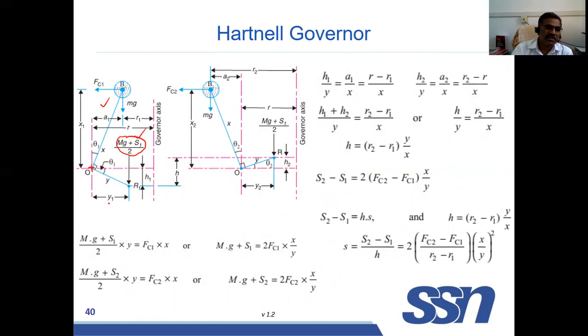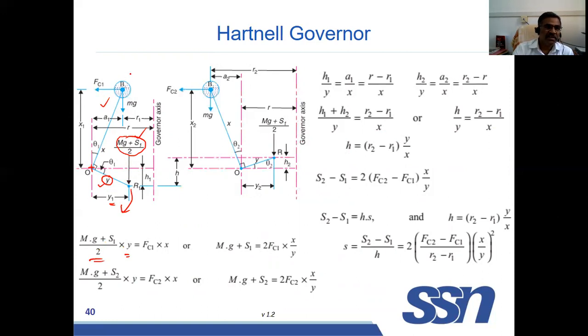This force into this perpendicular distance, we have to take. However, this distance is available for us when the angle is very small. Y1 will be approximately equal to Y. So instead of Y1, we are taking Y, right? So this force into Y.